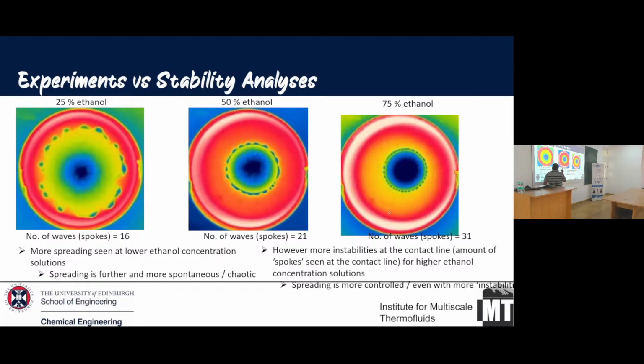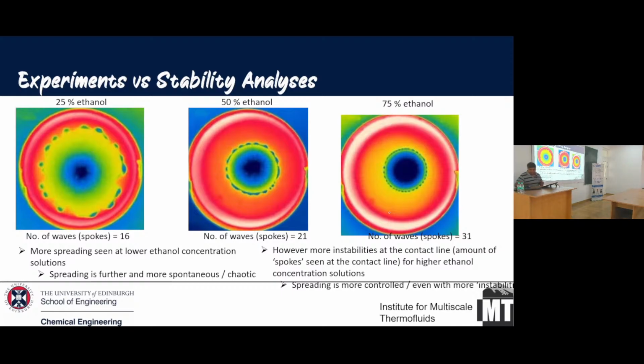So you have an azimuthal current which is set up. We try to control this as much as possible with water-ethanol. Even these experiments are very difficult because you need to have a flat droplet. This is only for cases where the droplet begins with a contact angle of less than 30 degrees. Managing that itself was difficult, but once we were able to do it, we could see these spokes develop. So spreading is more controlled, even with more instabilities.